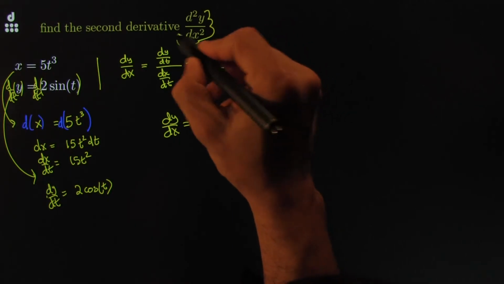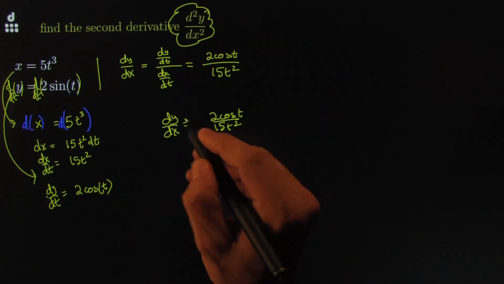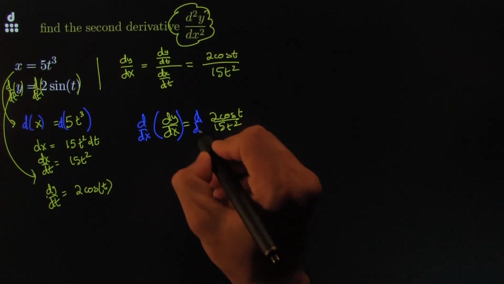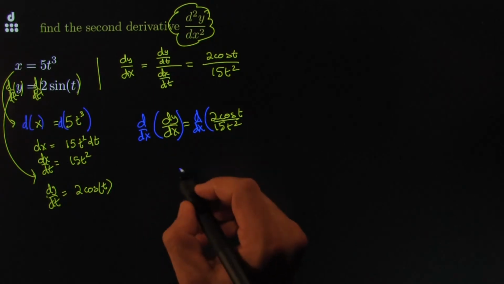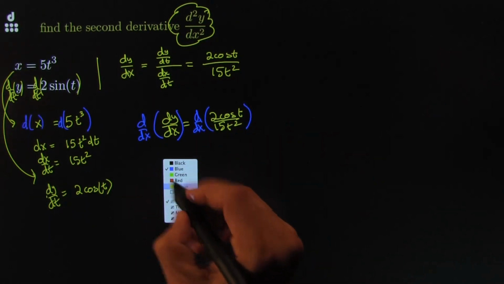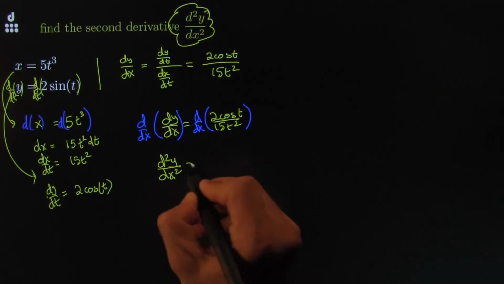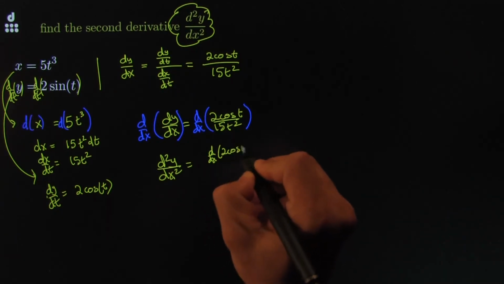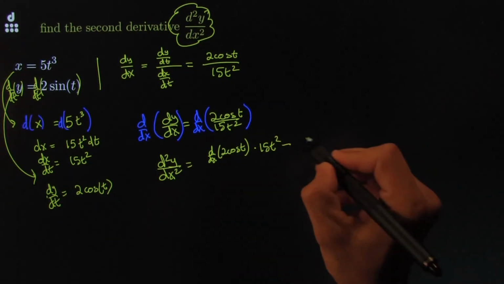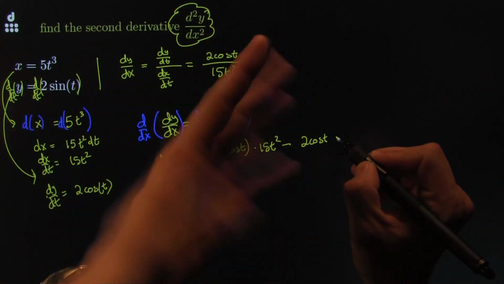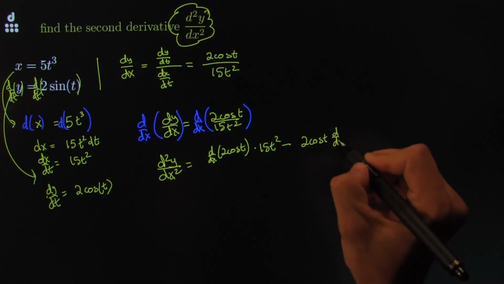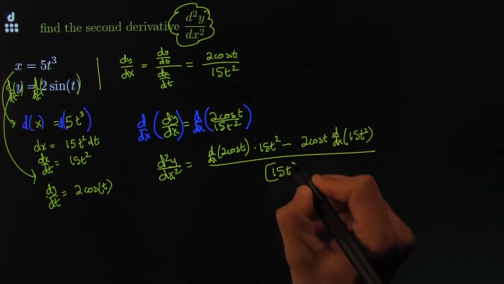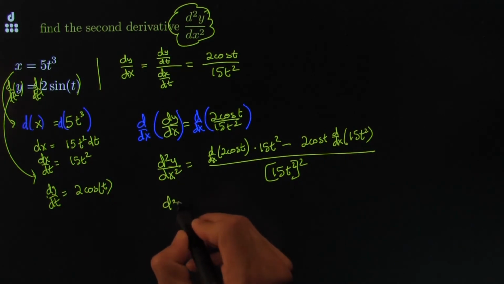Now what we set out to find was the second derivative. What we've got here is the first derivative. So to finish it off, we could slap a d/dx on this side, so long as we slap a d/dx on that side. On the left hand side, that would give me the second derivative of y with respect to x. On the right hand side, it looks like I have to do the quotient rule. The derivative of the top, d/dx of 2 cosine t, times the bottom, 15t squared, minus the top times the derivative of the bottom, d/dx of 15t squared, all over the bottom squared.